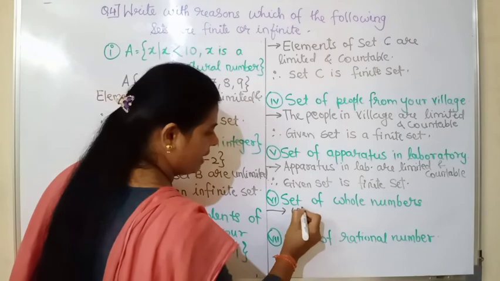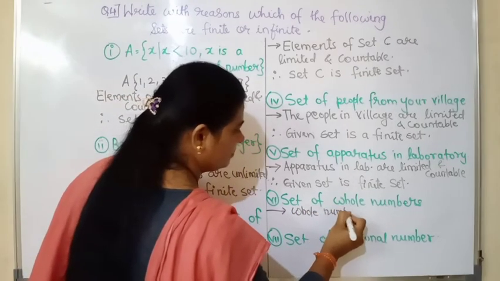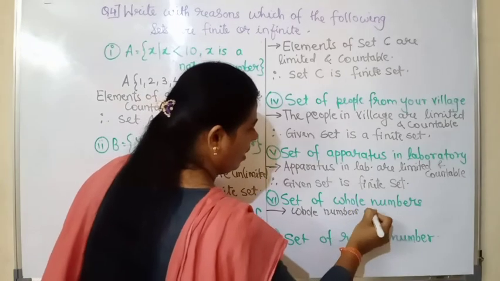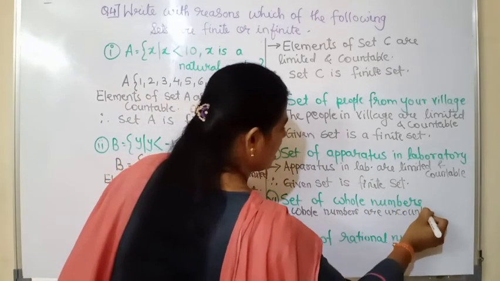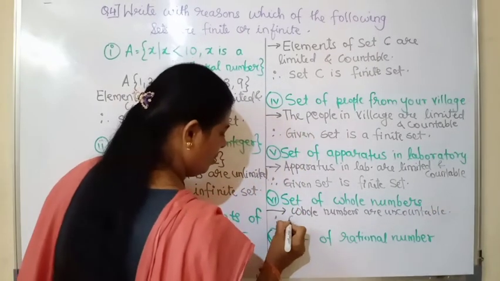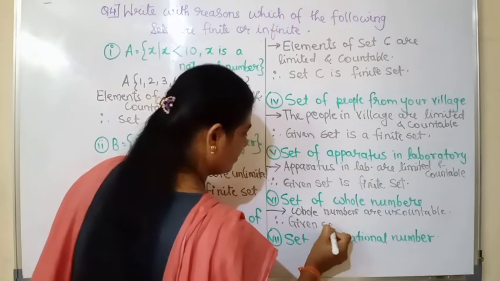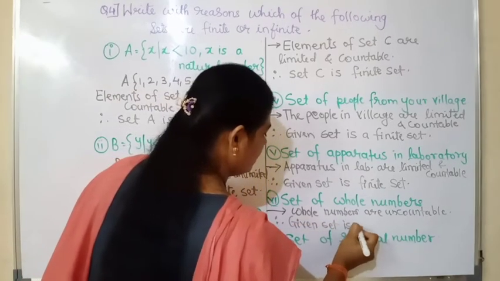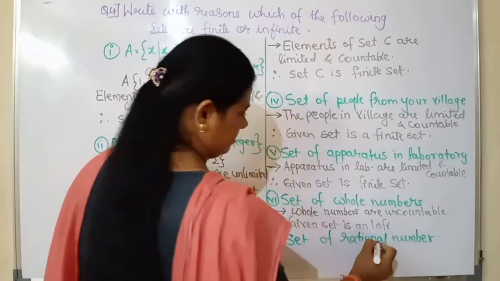Okay. So here we can say that the whole numbers are uncountable. Therefore the given set is infinite. The given set is an infinite set.